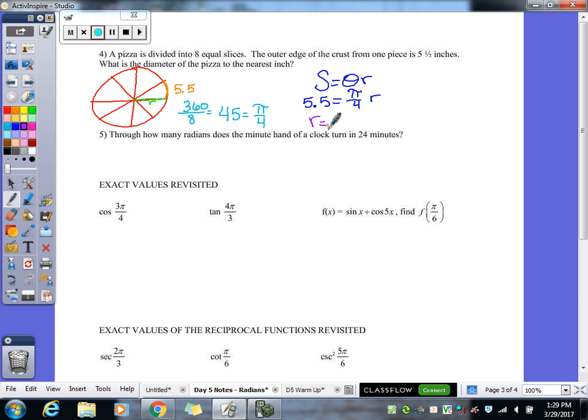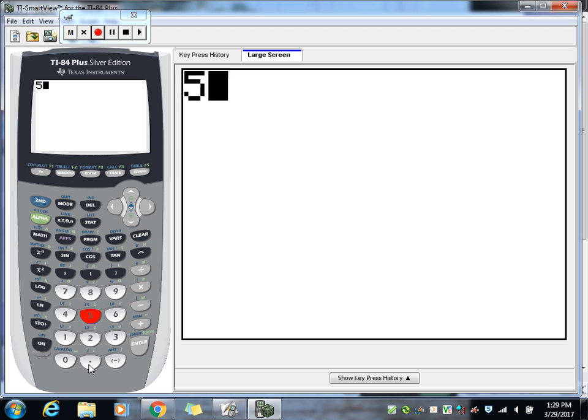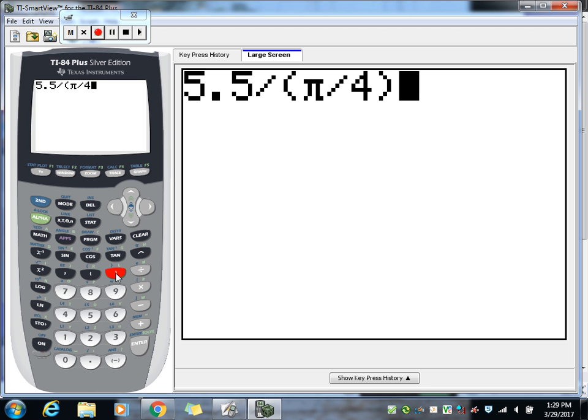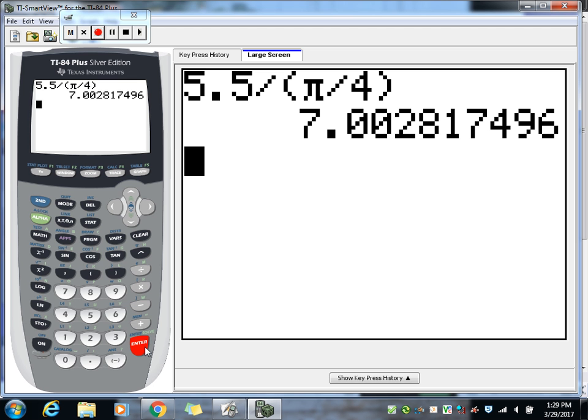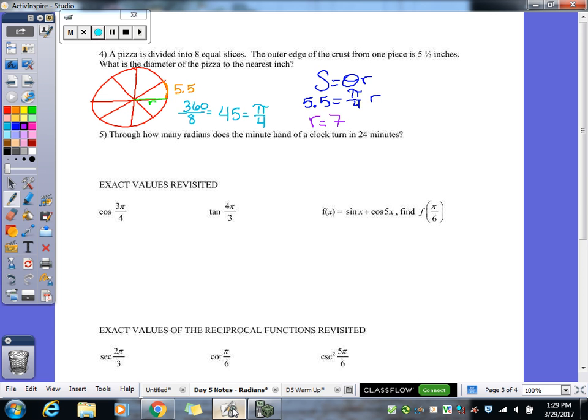What do we get? Yeah, it would be 7.00, so we'll go to 7. Because I divided by pi over 4, so in my calculator, I did 5.5 divided by parentheses pi over 4, and I get 7.00, blah, blah, blah. So then what would our diameter be? 14. Radius is 7, our diameter is 14.